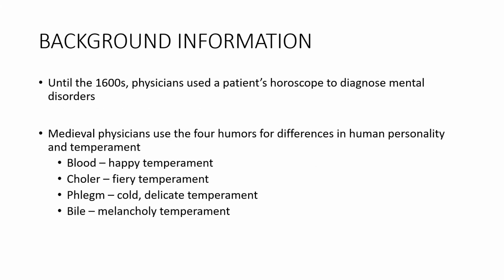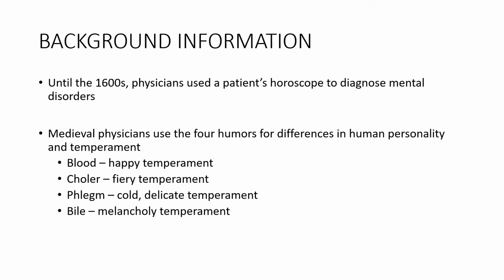Background information. Until the 1600s, physicians used a client's or patient's horoscope to diagnose mental disorders. Medieval physicians used 4 humors for differences in human personality and temperament. So back in the olden days, like medieval times, with knights and stuff like that, they usually said that there are 4 parts of a person's personality or body parts.